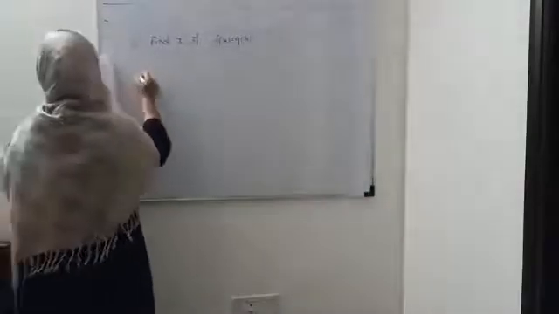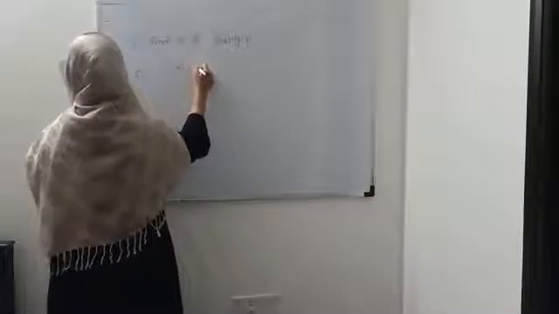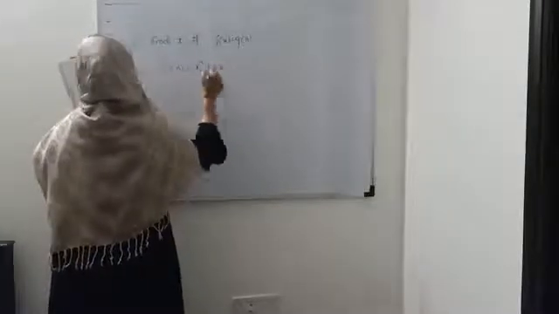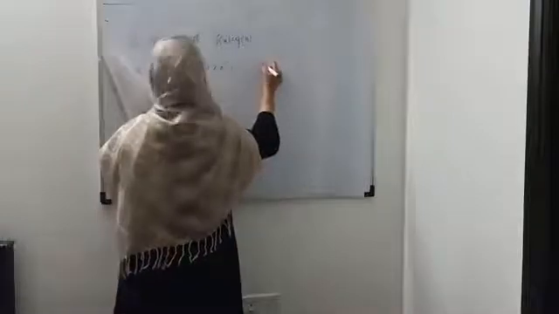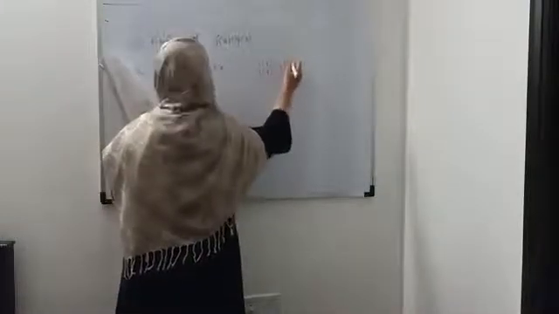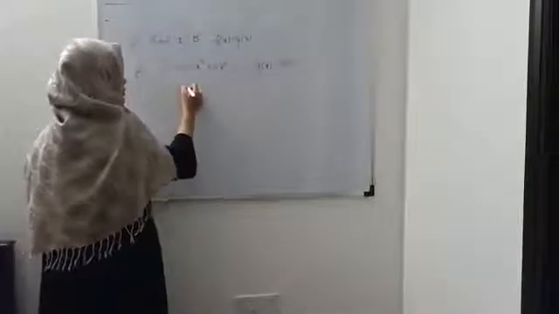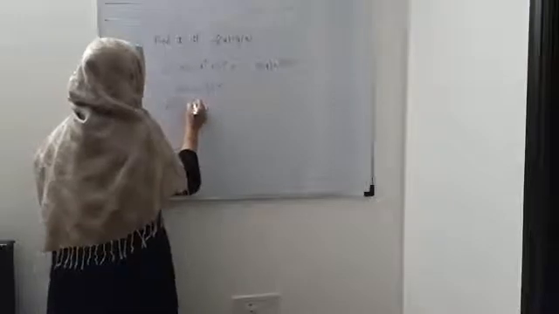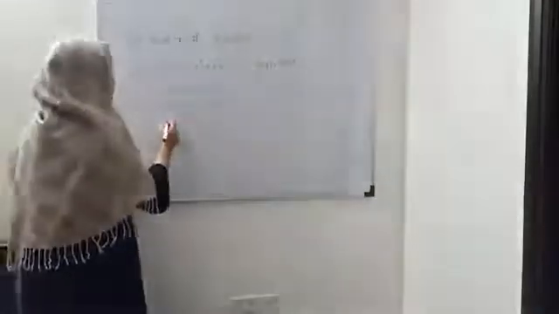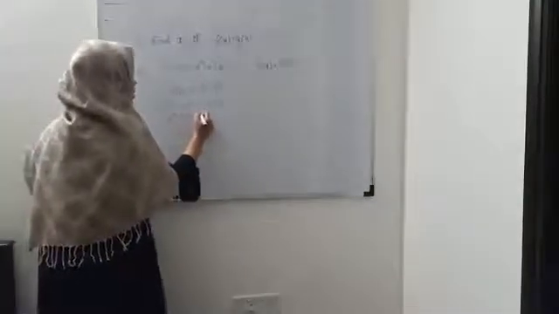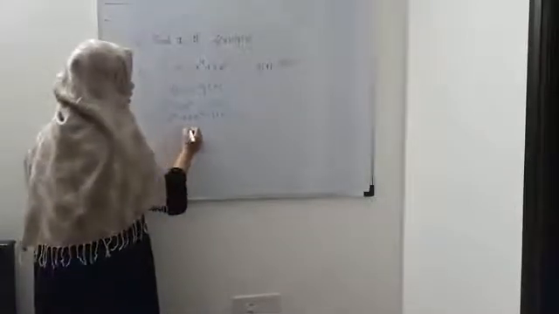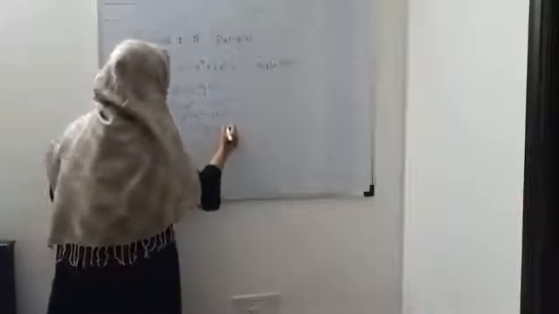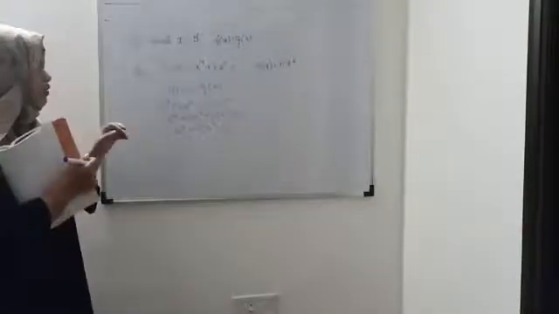So the first is f of x is x raised to 4 plus 2x square, and here g of x is 11x square. Okay, so f of x is equal to g of x. That means x raised to 4 plus 2x square is equal to 11x square. So x raised to 4 plus 2x square minus 11x square is equal to 0. 2 minus 11, so x raised to 4 minus 9x square is equal to 0. Okay, now we have to find out the value of x.